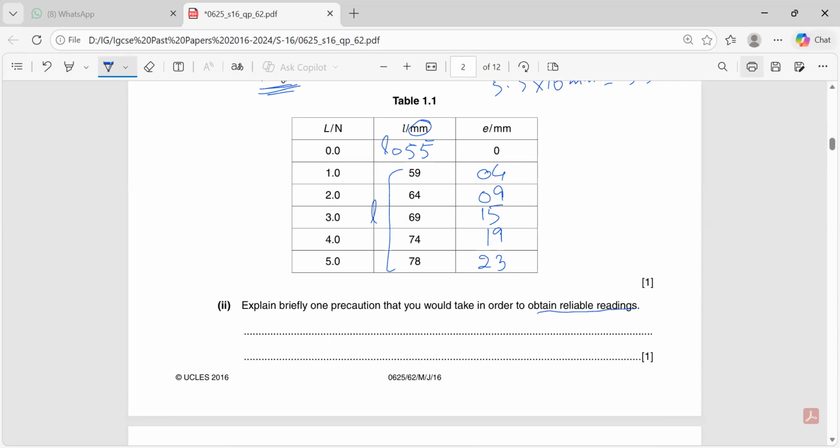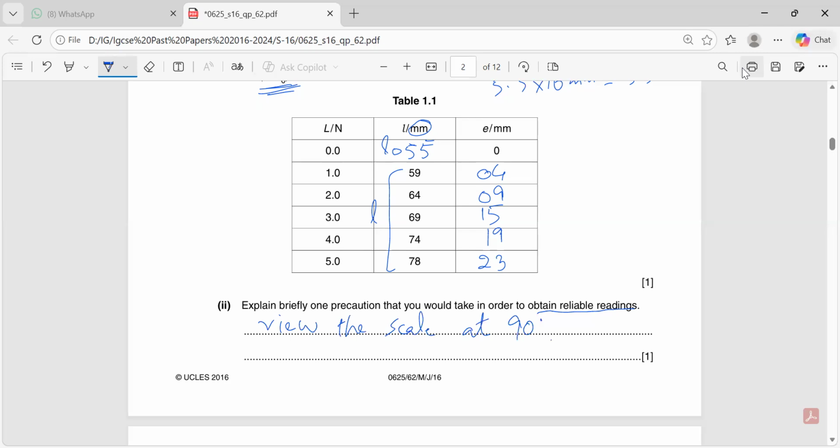Now, state briefly one precaution that you would take in order to obtain reliable readings. You are using the meter rule to measure these readings. So whenever you are using a meter rule, one thing very important: place the ruler close to the spring, or even the best one is to view the scale at 90 degrees, to avoid parallax error. So view the scale or ruler at 90 degrees.